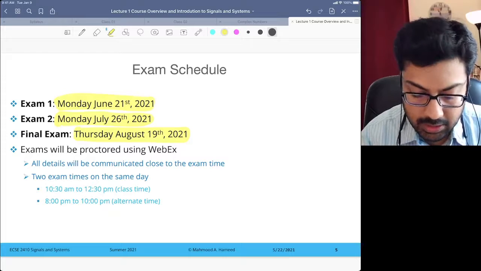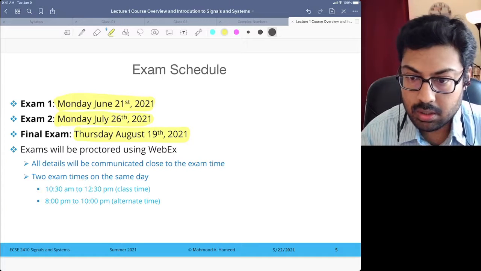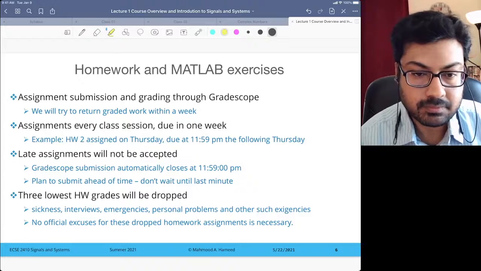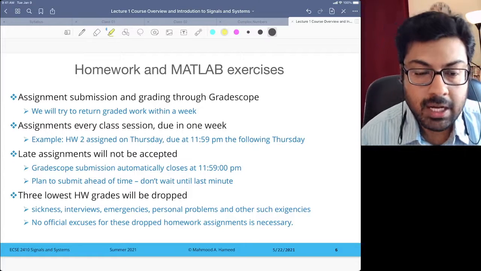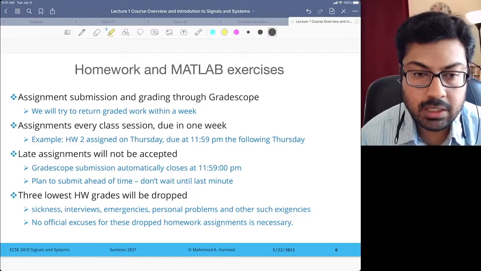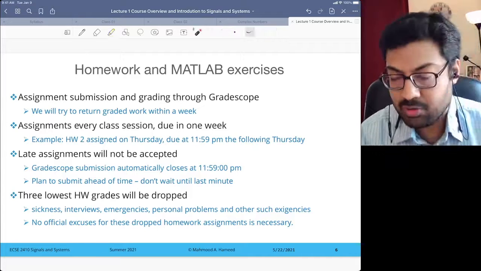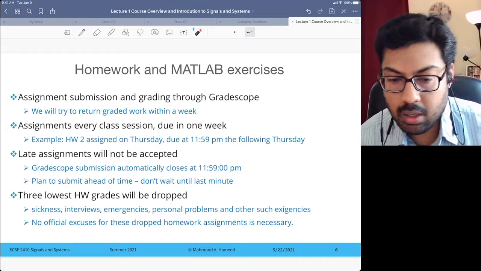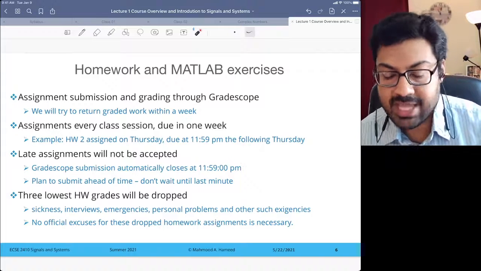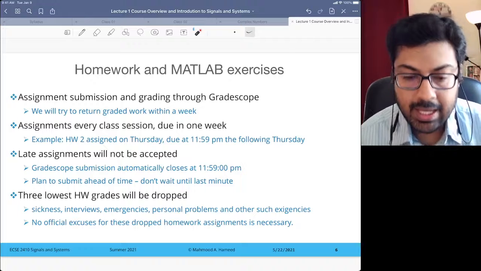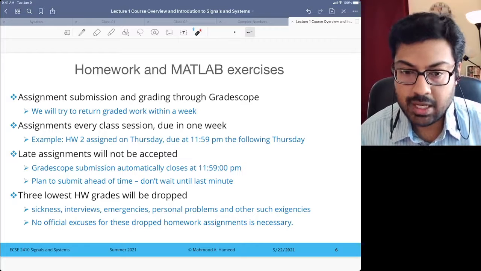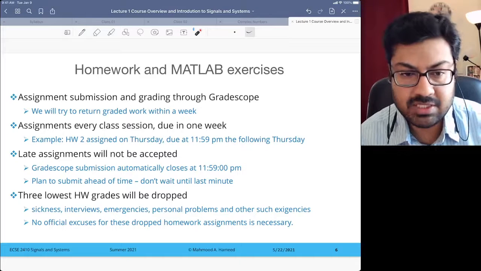All right, let us move on. Homework and Matlab exercises. Homework is going to be standard, right? I'll give you guys a set of problems. You will work on them on a piece of paper, scan them, and upload them to Gradescope. And if you have any questions, you will go to the TA help sessions to get some clarification. So that's how homeworks are going to be.